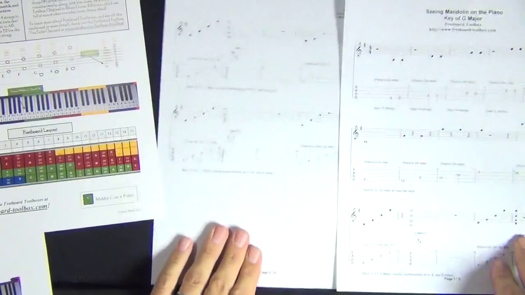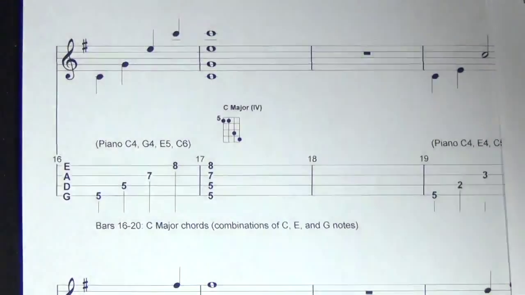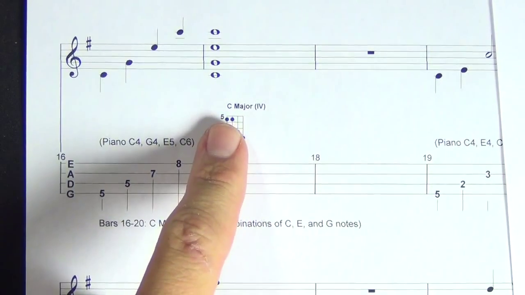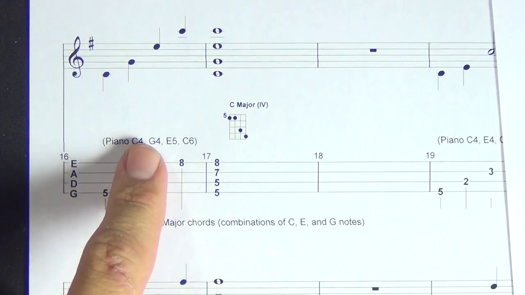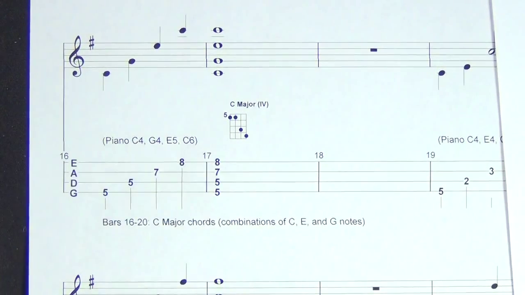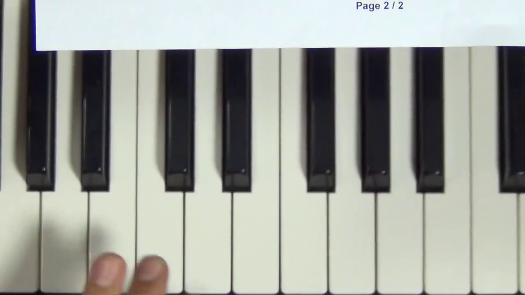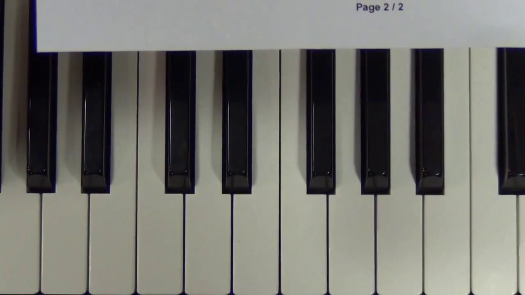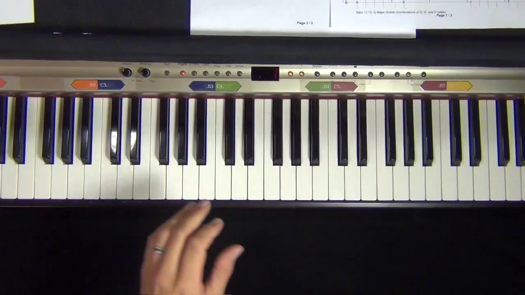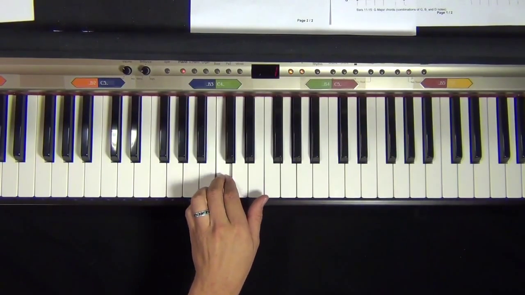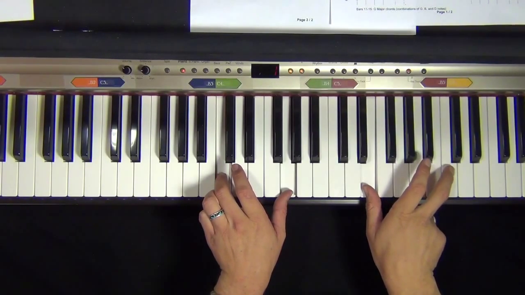Then we can also look at C major chords as well. If we take a look here, this C major chord is on the 5th, 5th, 7th, and 8th frets, so 5, 5, 7, 8 in tab, and that's C4, G4, E5, C6. Okay, so here is C4, G4, E5, C6.